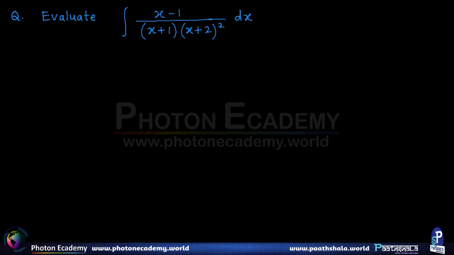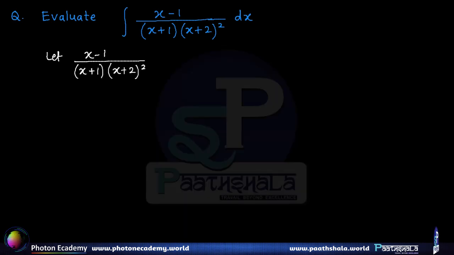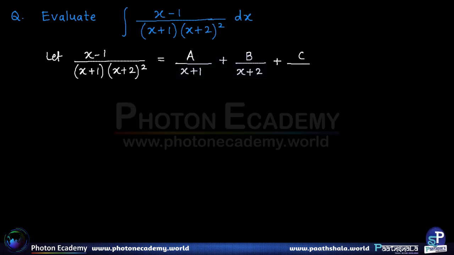Evaluate the integral of (x minus 1) upon (x plus 1) into (x plus 2) the whole square. Here let us call that particular function (x minus 1) upon (x plus 1)(x plus 2) squared, as we have to write it as partial fractions. So let's call it A upon (x plus 1) plus B upon (x plus 2), now x plus 2 is a repeated factor, so first we consider a fraction having only x plus 2 in the denominator and the third fraction having (x plus 2) square in the denominator, right?